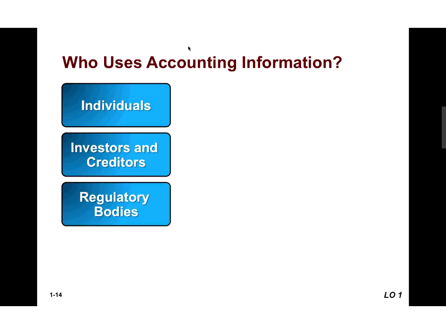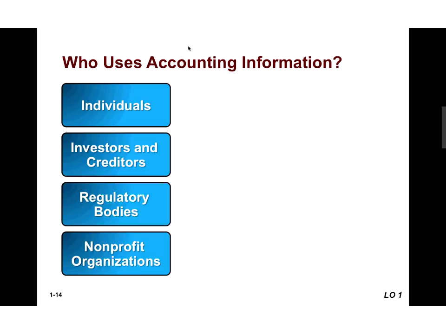Okay, regulatory bodies, meaning the SEC. The SEC, the Securities and Exchange Commission, regulates every company that issues public stock. So companies are governed by the rules of the SEC. The IRS is a regulatory body. They certainly use income and expense information.